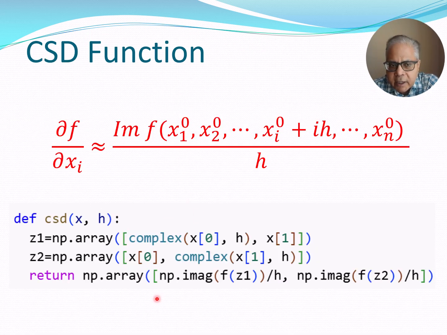Let's again recapitulate the CSD function, the critical function here. What I'm going to do is encode this mathematics given by the red equation in this Python code, and I'm going to use the fact that Python has built-in complex, which takes a pair of numbers, for example x0 and h, and returns the corresponding complex number here.